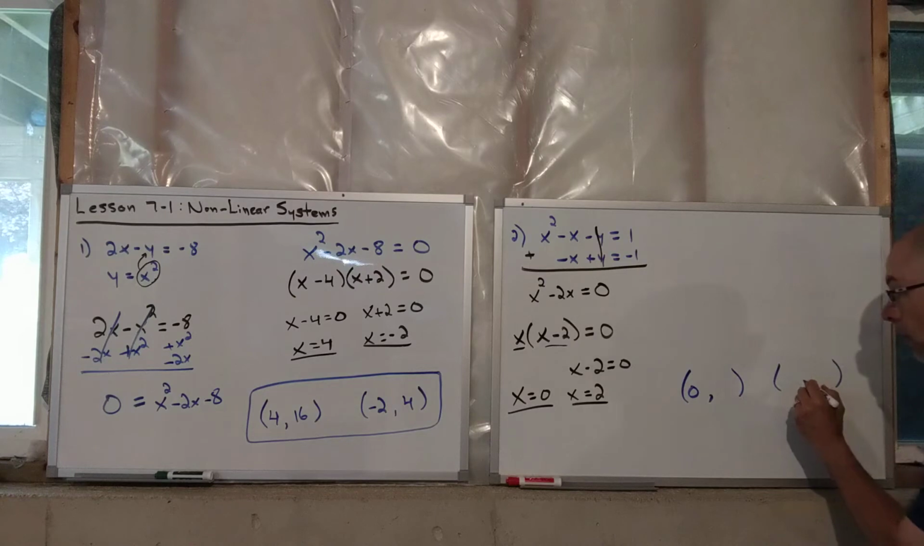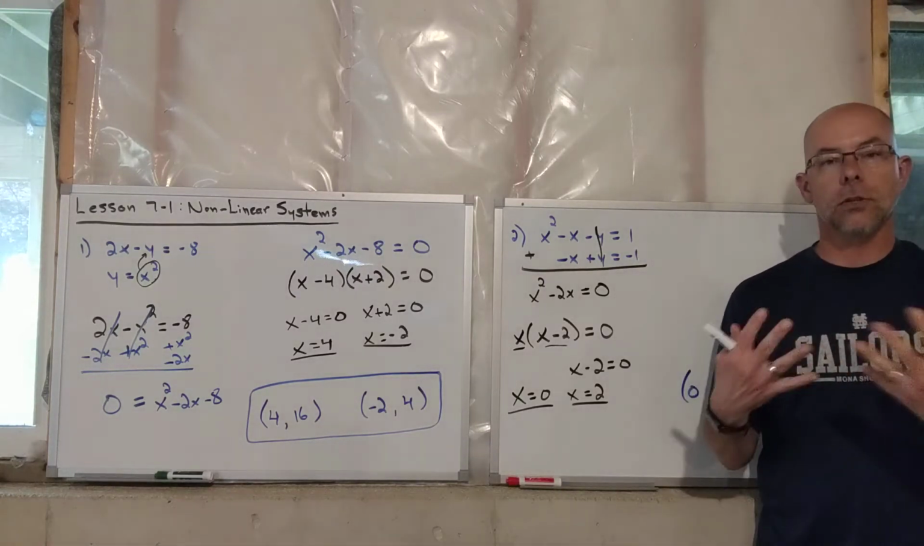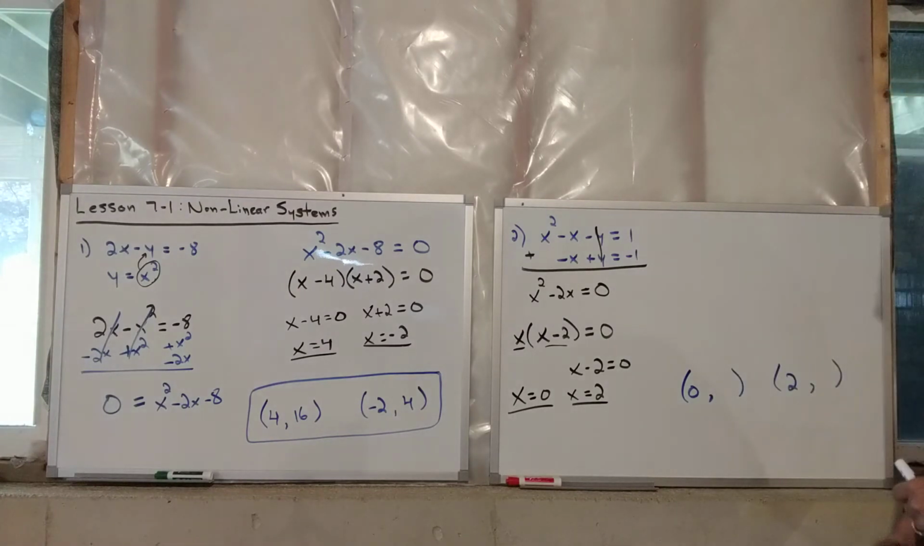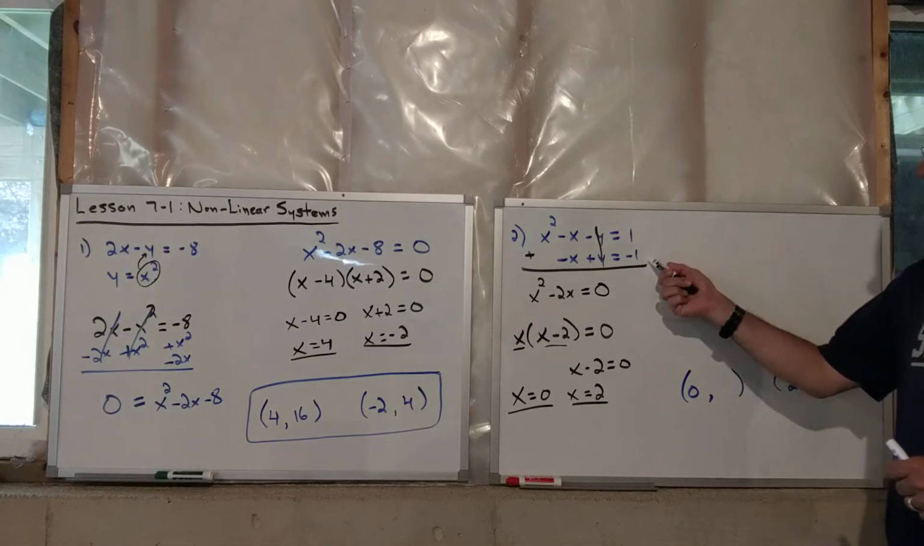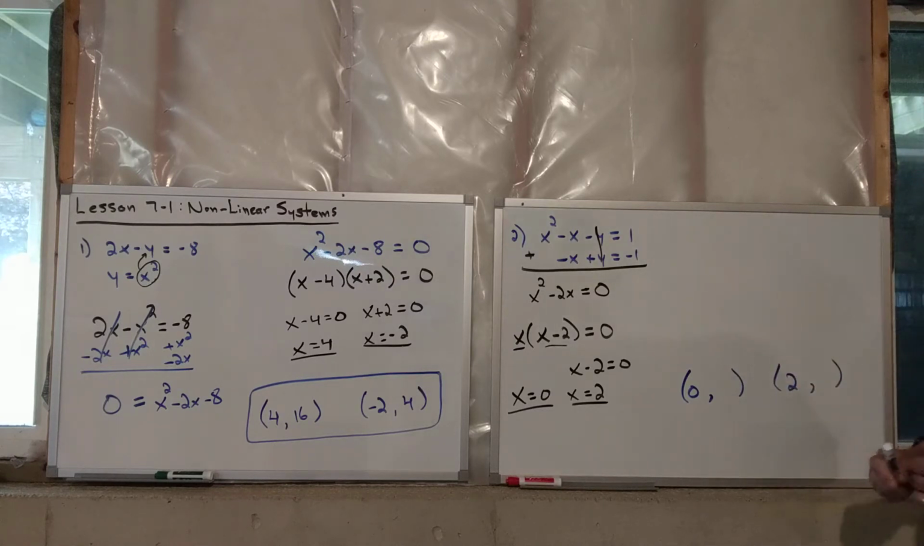We're going to have 2 points. In other words, this is another situation where the parabola and the line cross each other twice. This equation is easier to substitute and solve because this has got more stuff in it. And I'm actually going to write this out a little bit better.